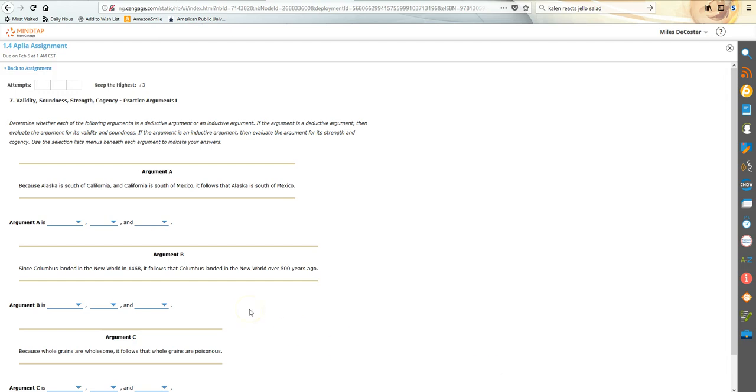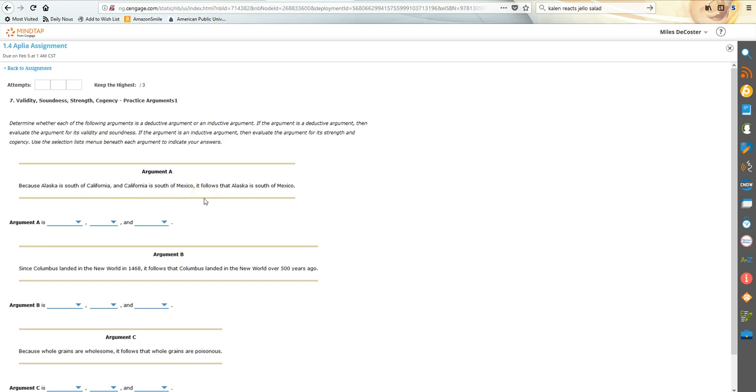And then lastly here that I'll talk about, this comparison between validity, soundness, strength, and cogency. This is a good exercise that tests all the things at once. It's going to give you an argument. You've got to figure out whether it's deductive or inductive because that is going to tell you whether you need to do validity, soundness, strength, or cogency, and then you're going to work from there. So take argument A. Because Alaska is south of California and California is south of Mexico, right?